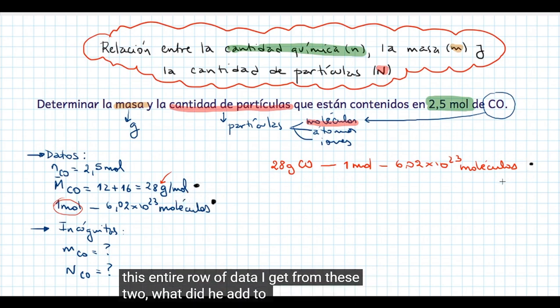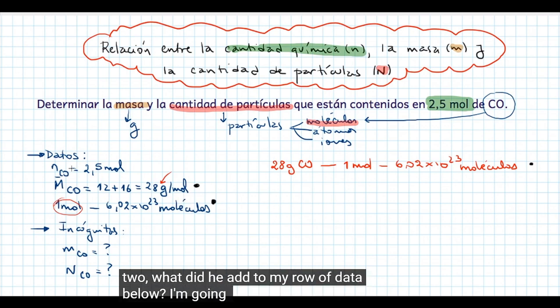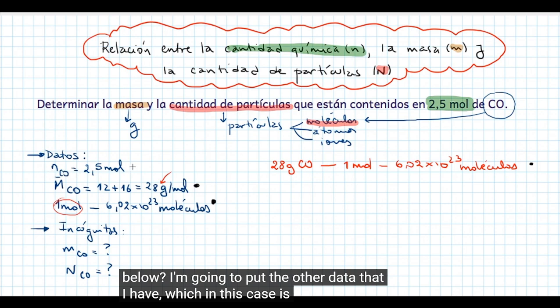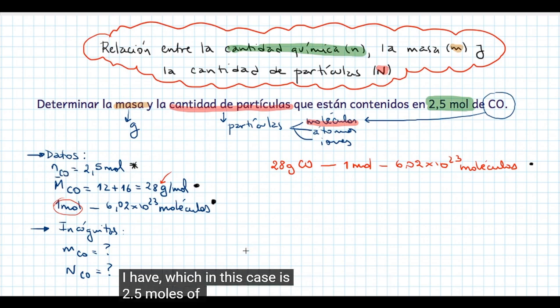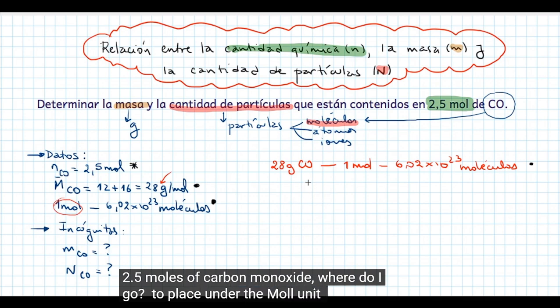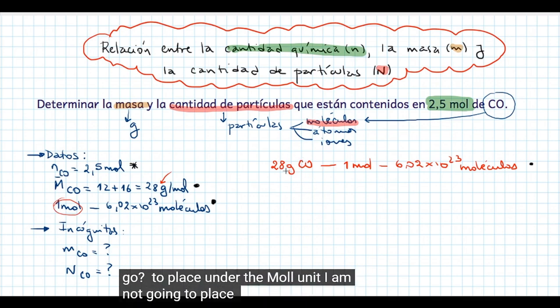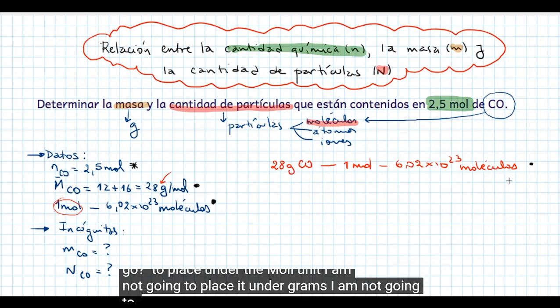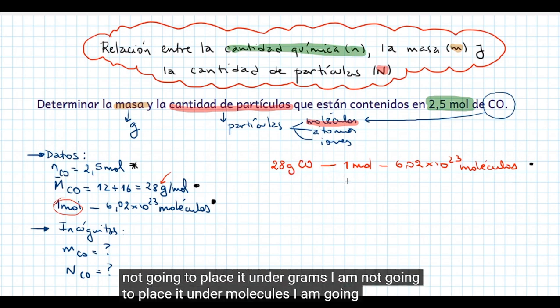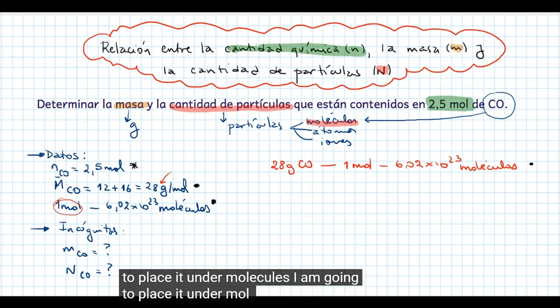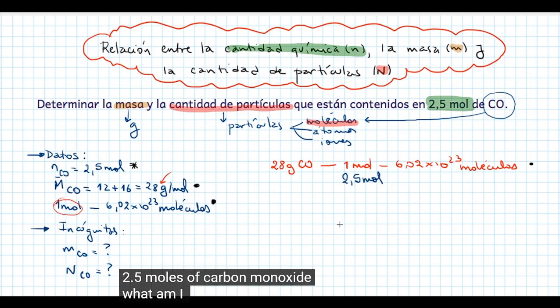What do I add below my row of data? I'm going to put the other data that I have, which in this case is 2.5 moles of carbon monoxide. Where do I place it? Under the mole unit. I am not going to place it under grams, I am not going to place it under molecules, I am going to place it under moles, so I have 2.5 moles of carbon monoxide. What am I going to do now?